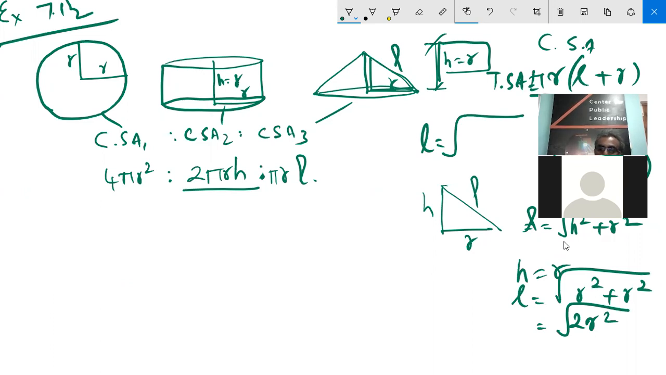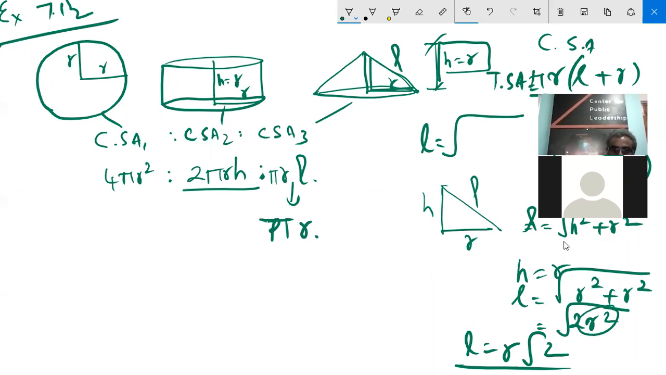So R squared you can bring out as R, and root of 2. L is equal to R root of 2. So what is the answer for this? Pi into R into root of 2 into R. R into root of 2. That means pi into R squared into root of 2.